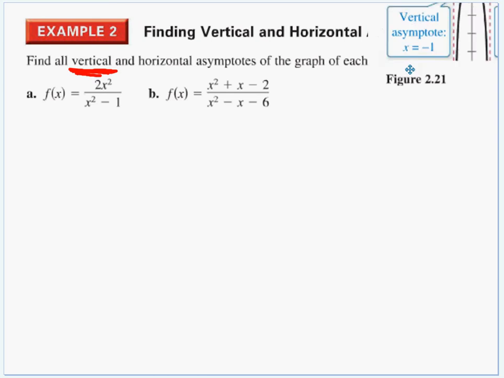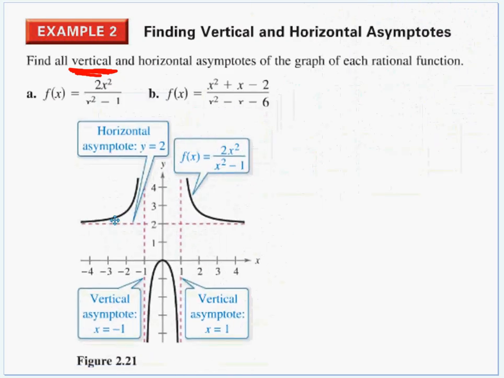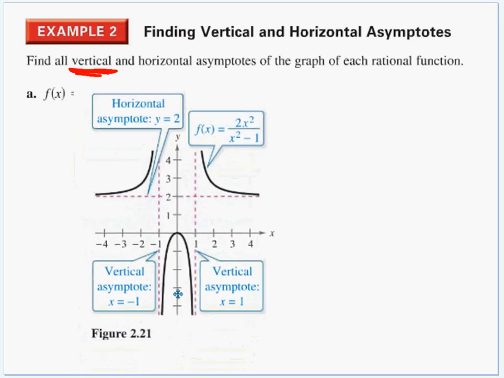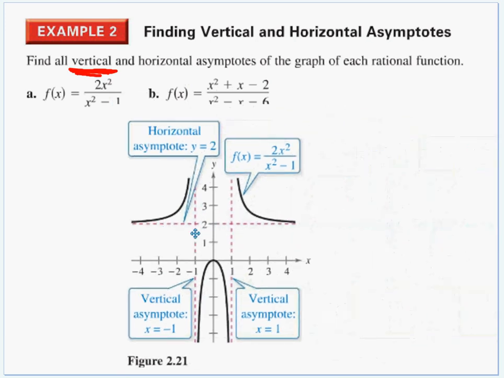And I got a graph for each of those, I believe. Yeah, the 2x squared over x squared minus 1. Here's what it looks like. We found two vertical asymptotes at 1 and negative 1, and a horizontal asymptote at 2. What a beautiful graph.